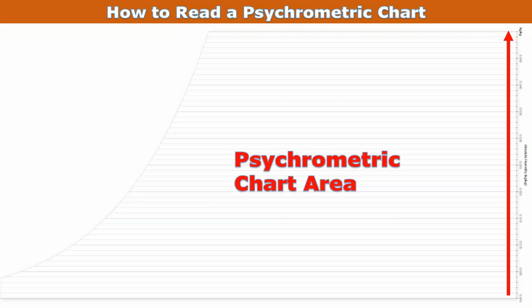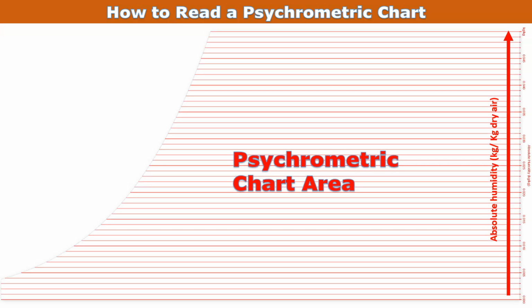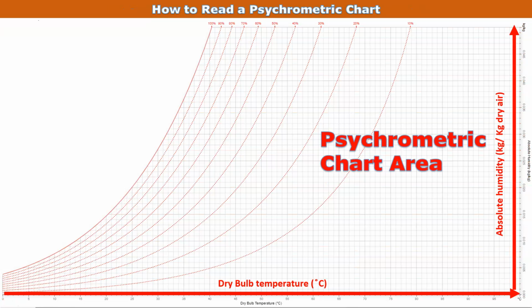Now if you look at the right hand side, that represents the absolute humidity, which is in kg per kg dry air. Here also many horizontal lines are coming from that y-axis, so each horizontal red line represents the absolute humidity.